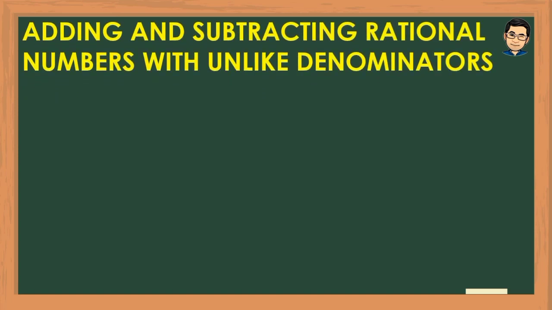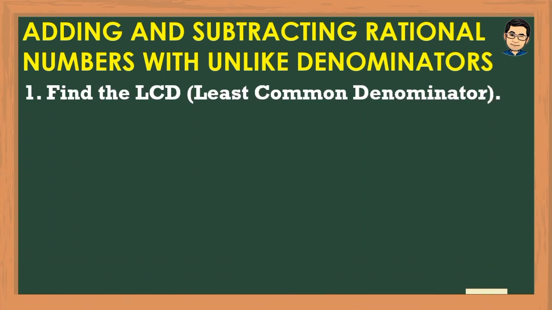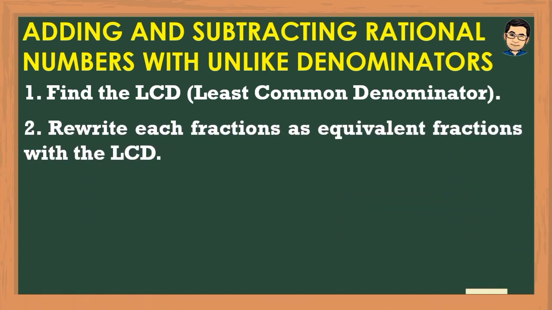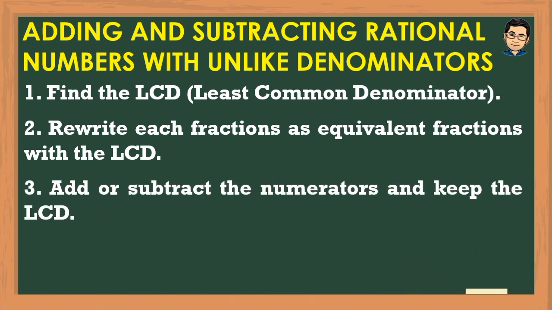So what about adding and subtracting rational numbers with unlike denominators? So ito yung parang mga dissimilar fractions. So first, we need to find the LCD, or the least common denominator. And then we rewrite each fraction as equivalent fractions with the LCD. Add or subtract the numerators and keep the LCD. And finally, we simplify if possible.